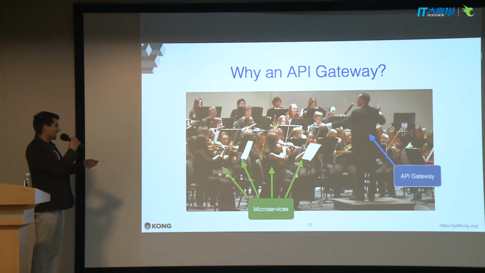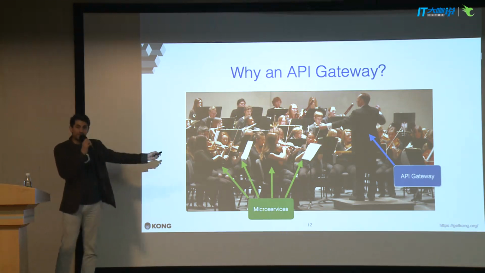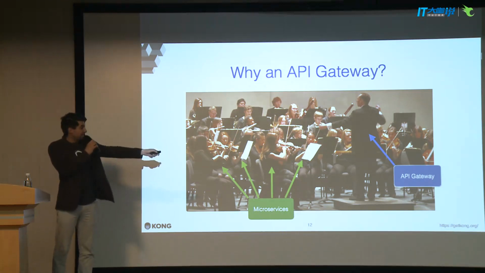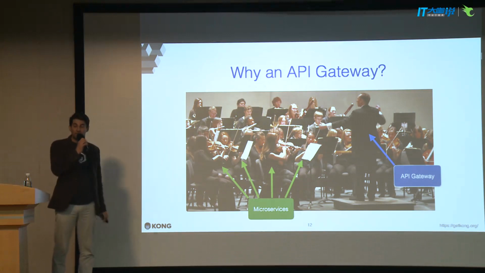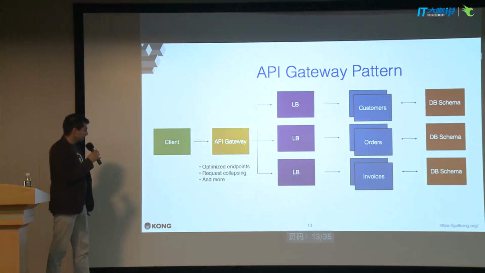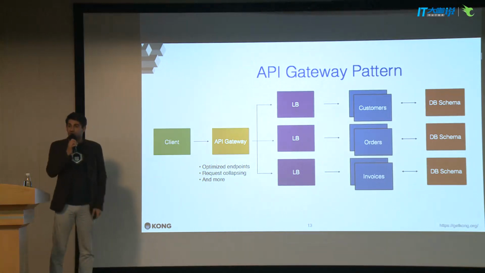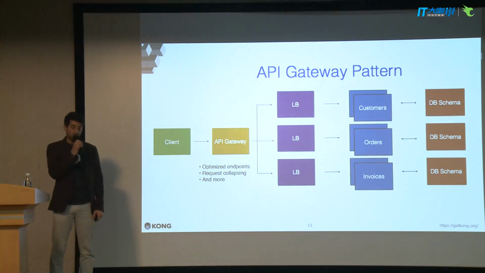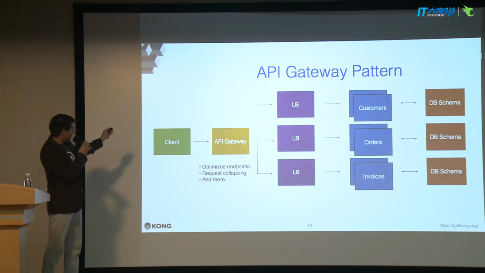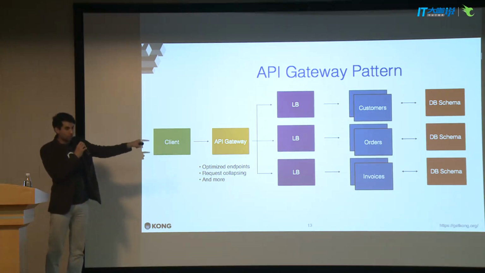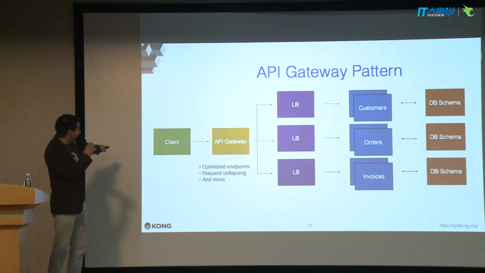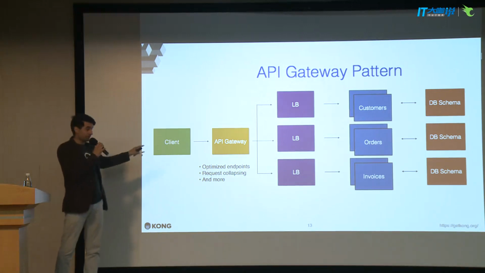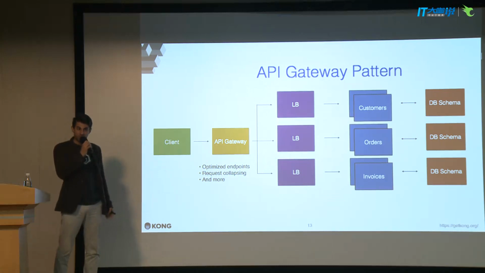So why an API gateway? Once we have all of these APIs and all of these microservices, the API gateway becomes the orchestrator in this infrastructure. The API gateway pattern is a very popular pattern that's working very well with microservices. Instead of having the client making requests to each one of those components, you have clients communicating with an API gateway. And the API gateway itself will then communicate with the upstream services.